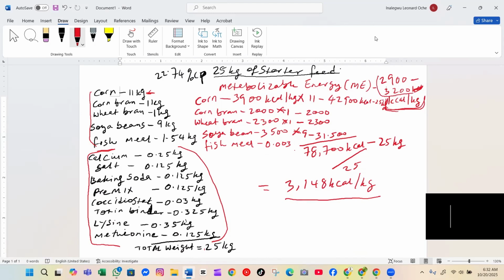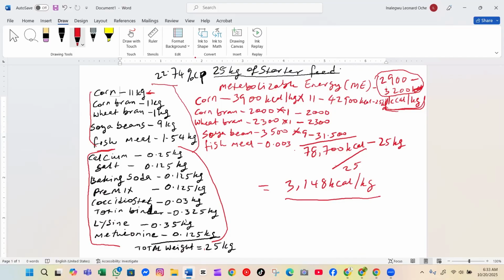This is the value that we have, and this is the range that I got from Google. So you can see that it is within the range. So our feed formula from last week is also good because it has the right amount of metabolizable energy and also the right amount of crude protein, which is within the tolerance, as we got it from last week.